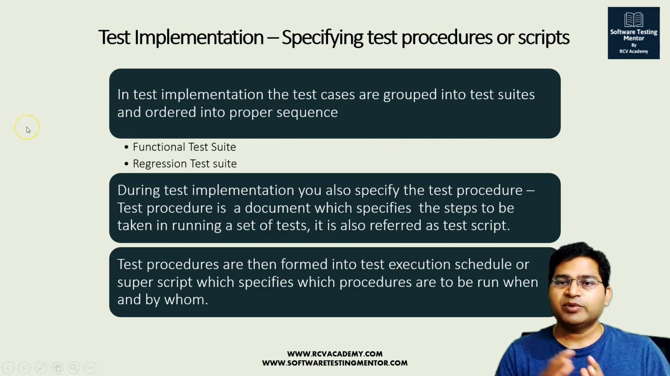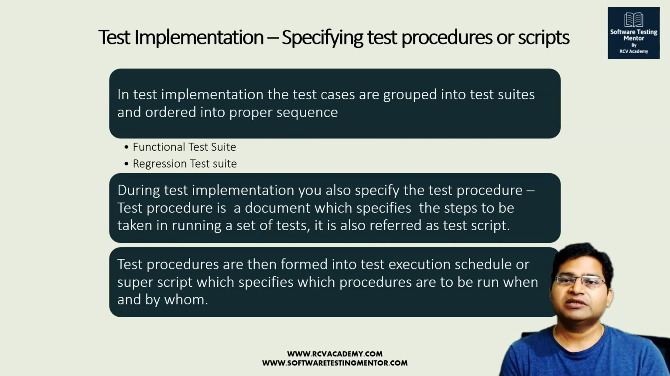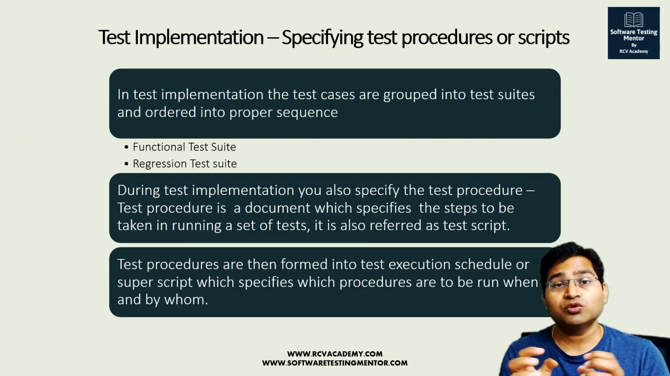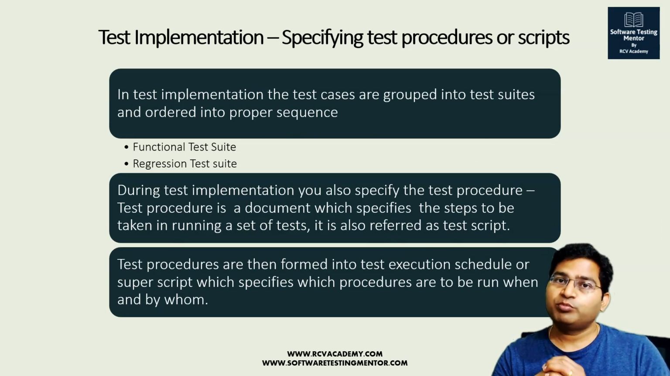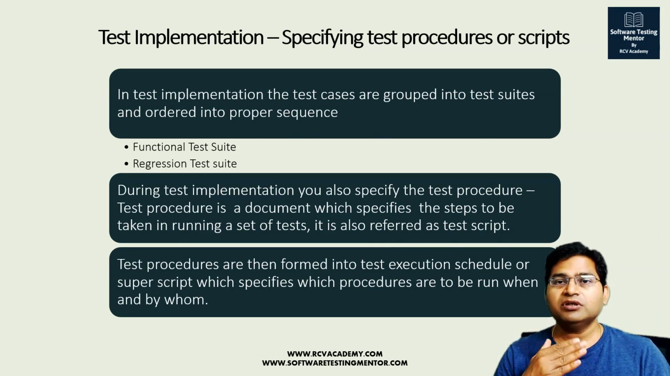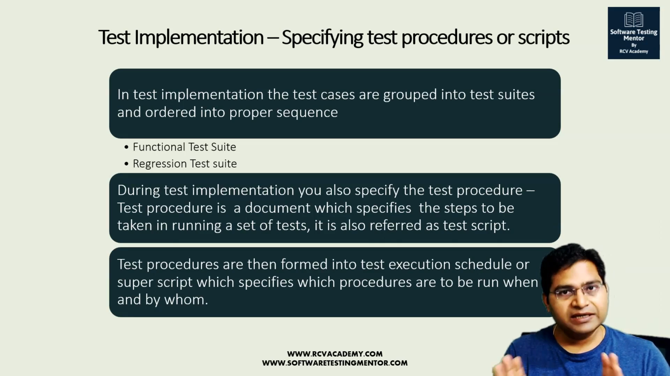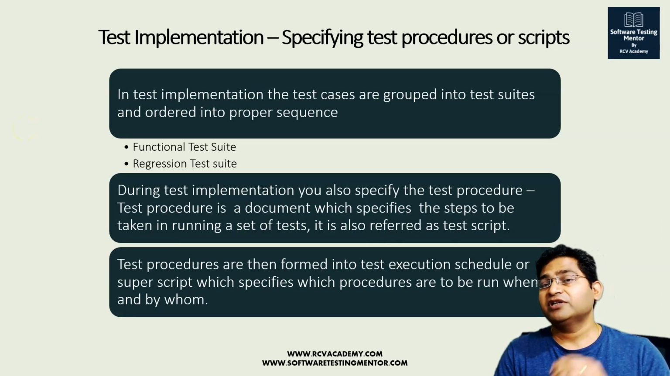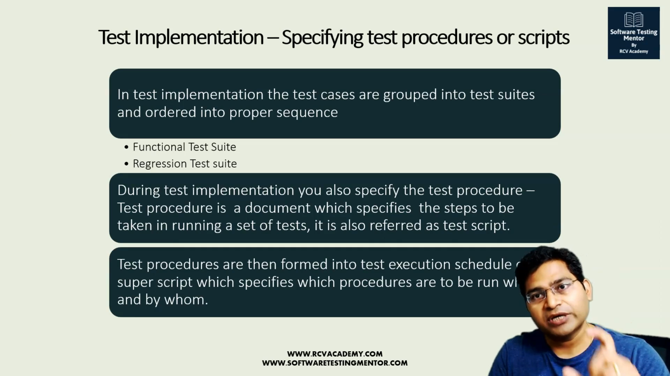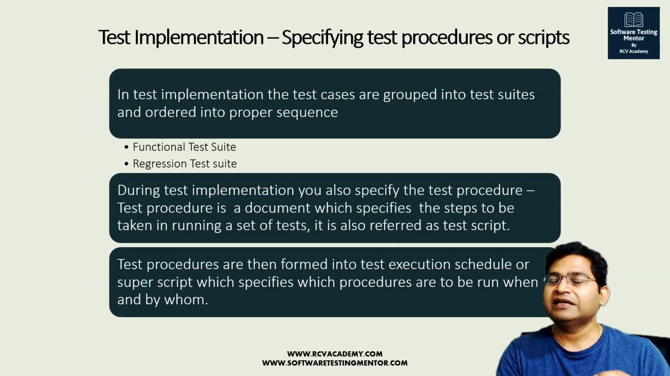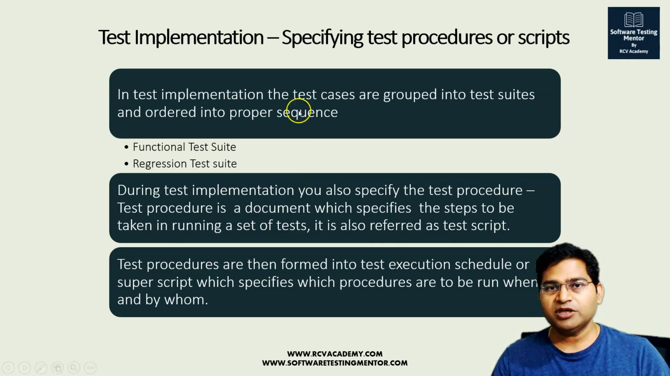So when we say test implementation, in test implementation the test cases are grouped into test suites and ordered into proper sequence. If you are doing testing with a lot of formality, this is exactly what you are going to do. In Agile, the sequence will be different. Condition and scenario will be together. You'll be thinking together, and then you will be documenting and elaborating the test cases as a second step. That's the practical approach. But in the formal approach, this is the third step that we are discussing here.